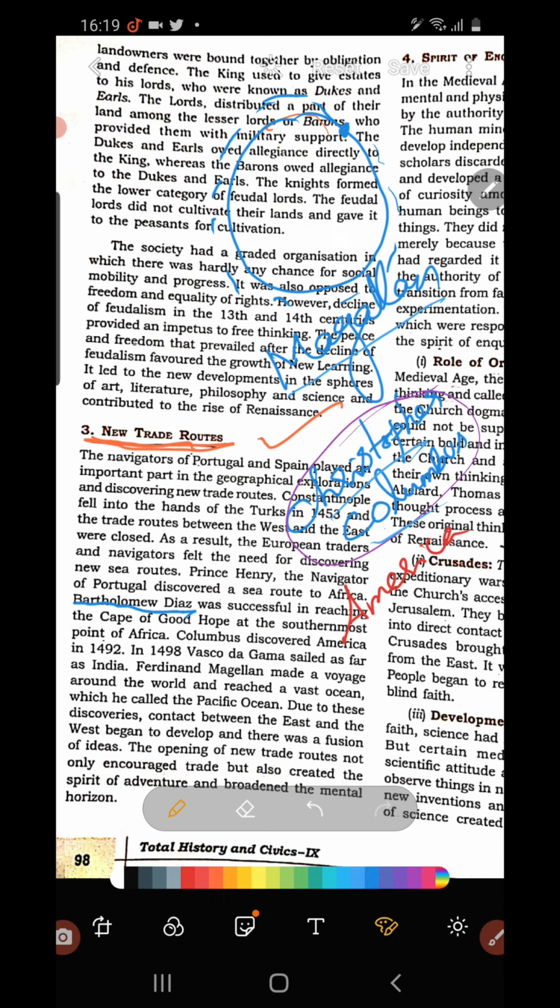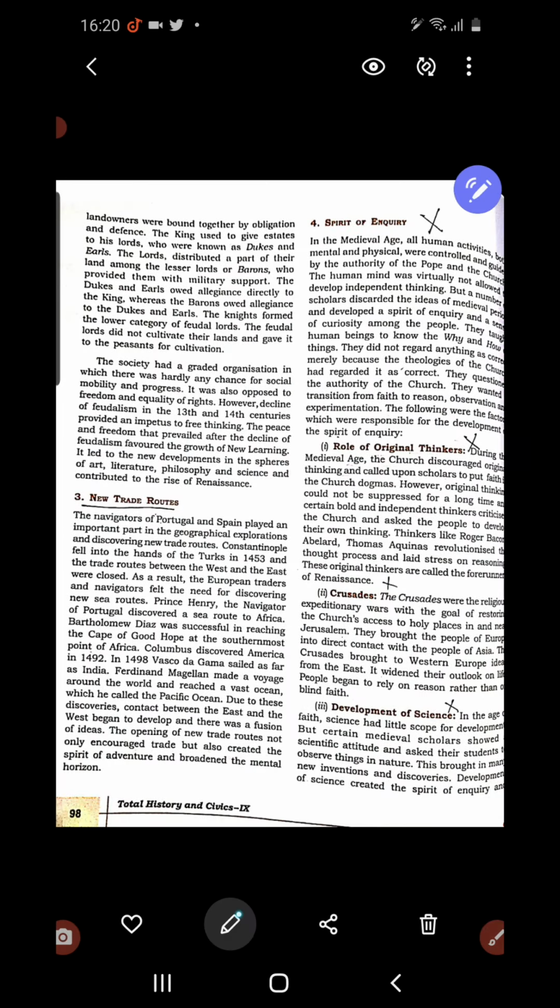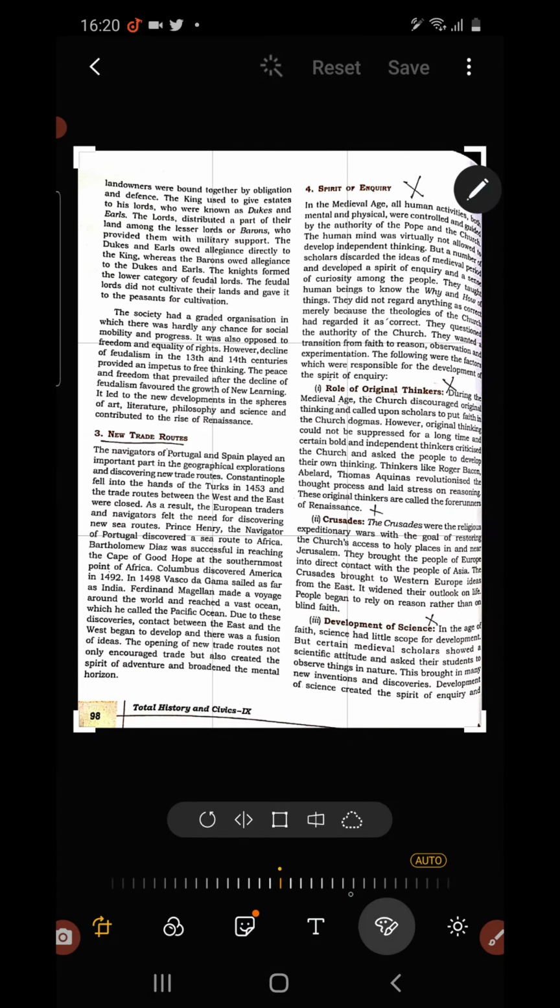A number of travelers started their journeys from Europe to different parts of the world and discovered new sea routes. Now, what change this brought about is that people came into contact with other people, especially people in the eastern part of the world, so that they came across new ideas. They got their mental horizon widened when they came across the people of the east. Okay, so let us go through the sentences.